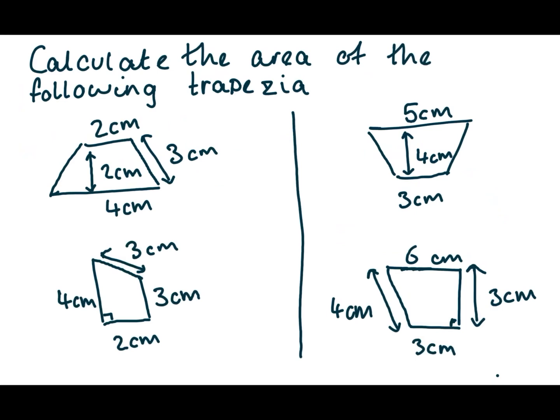So our a is going to be 2 centimetres and our b is going to be 4 centimetres and our h is our height, so that's 2 centimetres. So we're going to do half times 2 times 4 plus 2. So that gives us 6 centimetres squared.